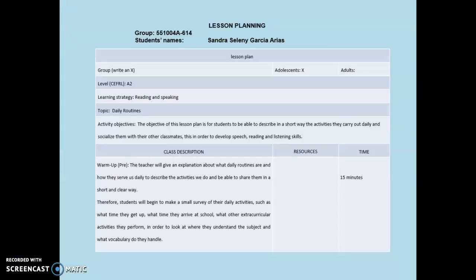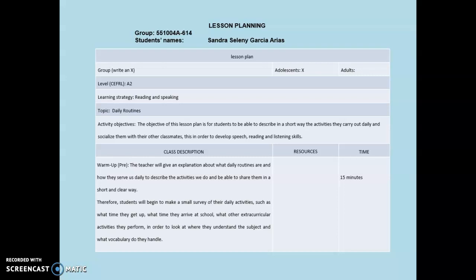Lesson planning for adolescents. The level is A2, learning strategies reading and speaking. Topic: daily routines. The objective for the lesson is for students to be able to describe in a short way the activities they carry out daily and socialize them with their classmates. This is in order to develop speaking, reading, and listening skills.